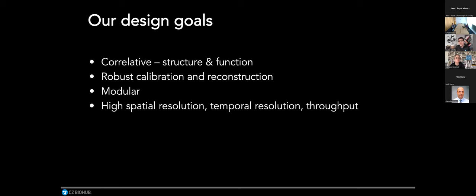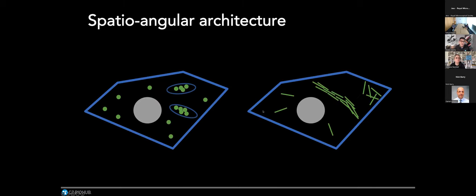We also want to have robust calibration and reconstruction. The computational imaging methods are as good as the assumptions that go into the models, and to validate those assumptions, it's important to do the calibration well. We design the systems to be modular so that they can be integrated with other types of imaging modalities, and also pursue higher spatial resolution, temporal resolution, and throughput as it makes sense for specific questions.